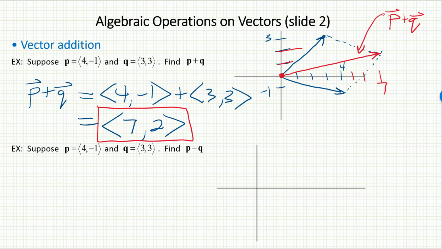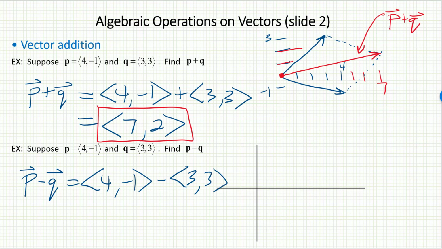Okay, same two vectors. What if I wanted to subtract the two vectors? Once again, this is very, very simple to do. You're just going to subtract the corresponding components. So if you want to do 4, negative 1 minus the vector 3, 3, do 4 minus 3 for the horizontal components, that's 1. And then negative 1 minus 3 would be negative 4. P minus Q is the vector 1, negative 4.